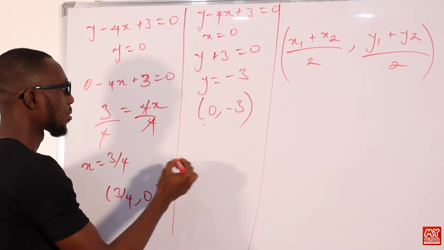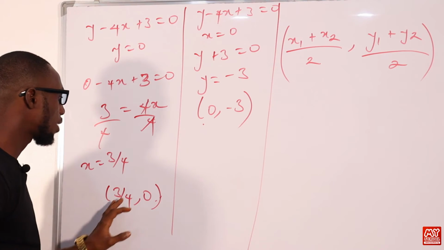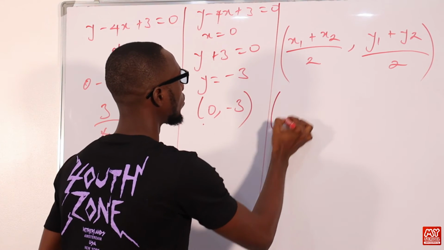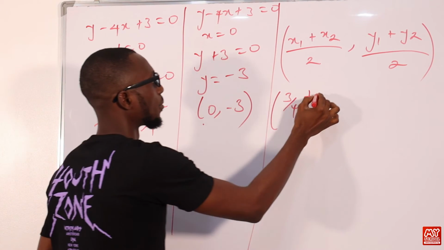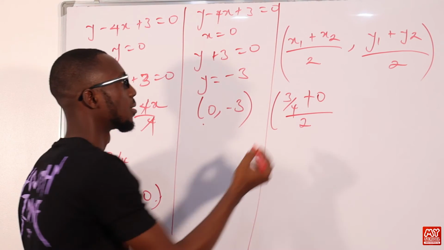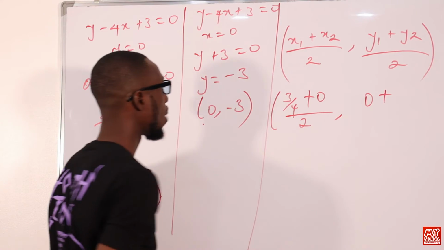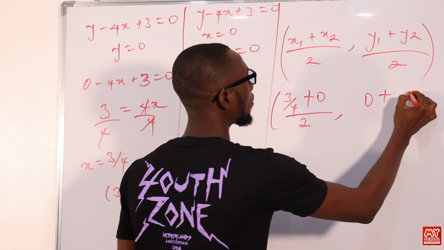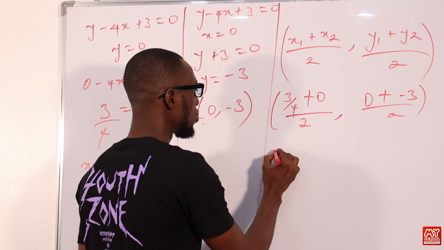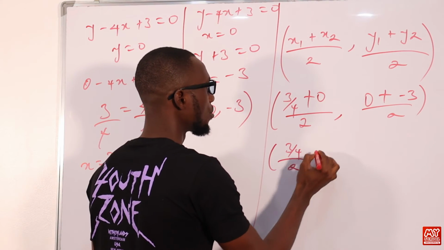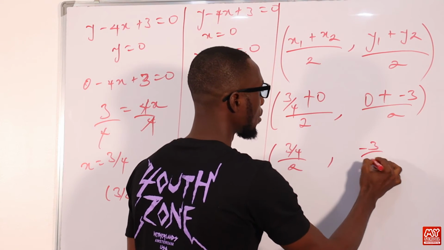Okay, so let me put this out together. If we are going to tap out, what is our x1? Our x1 is 3 over 4 plus x2, which is 0, over 2, right? Then for y1 we have 0 plus y2, that is minus 3, over 2. So this plus 0, that plus 0, that is still 3 over 4. So I have 3 over 4 over 2. Then this is plus times minus, that is minus 3 over 2.